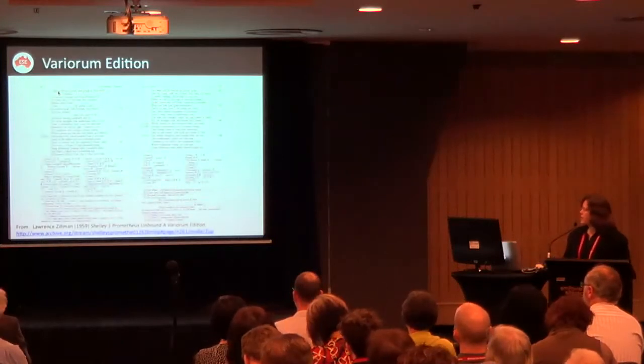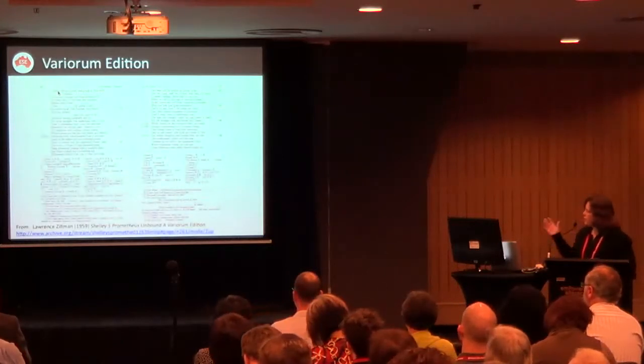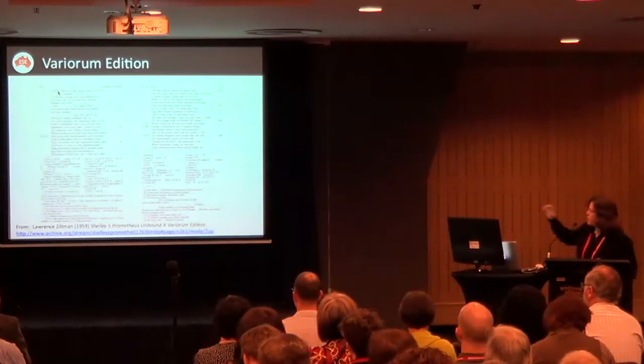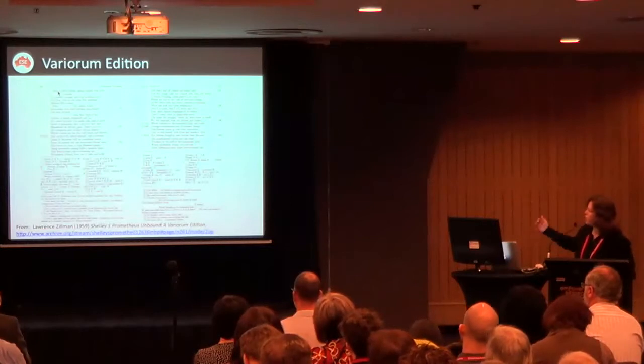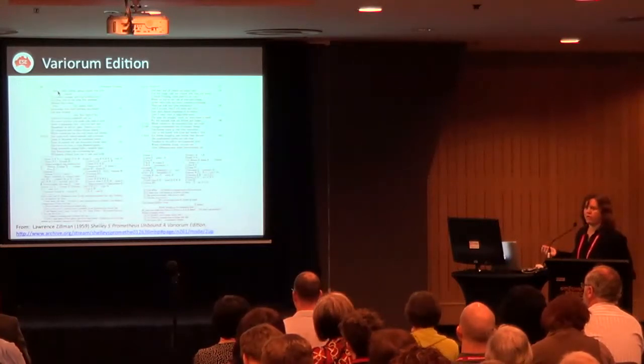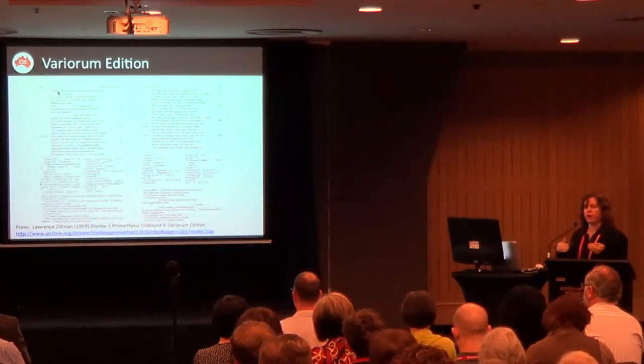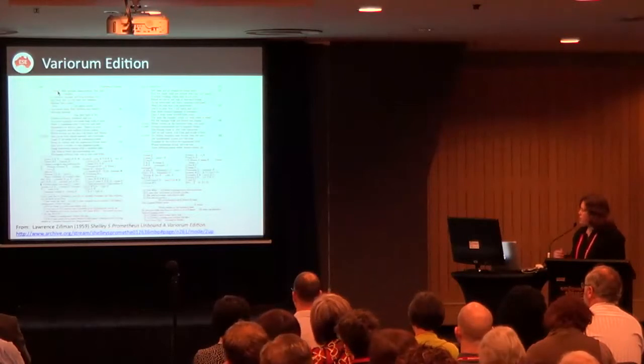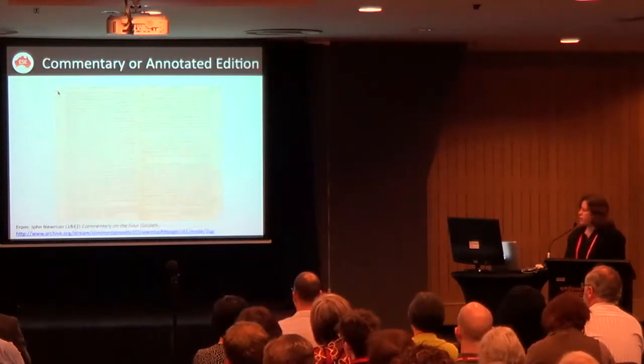So just to give you an example, this is a scan of a page. I apologise that it's so tiny, but you can see at the top you've got the original text, and down at the bottom you've got a list of footnotes that describe the variations. So this is an example of a variorum edition, and variorum is where you describe those textual variations in a lot of detail. But there are also other types of scholarly editions.